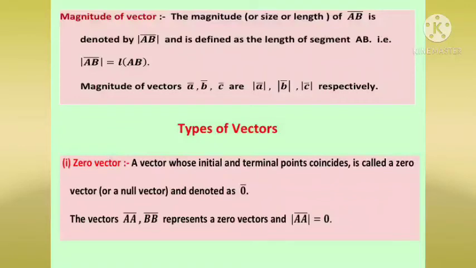So you can see here, a vector whose initial and terminal points coincide is called a zero vector, and it is denoted by 0 bar. Below you can see A bar, B bar. The initial and the terminal points are the same, meaning the distance between them, that is the magnitude, will be 0, hence they are called null vectors.